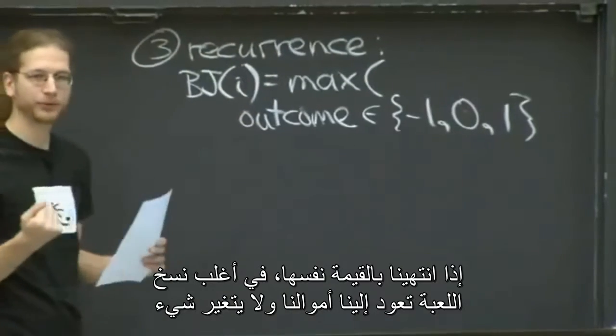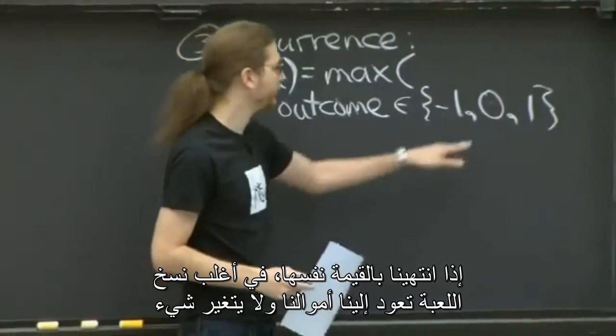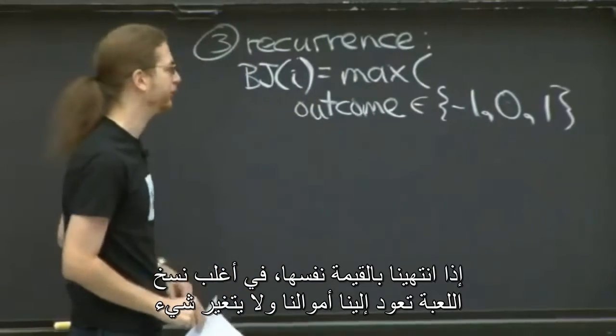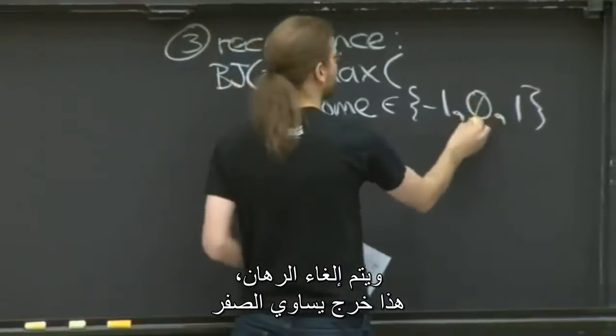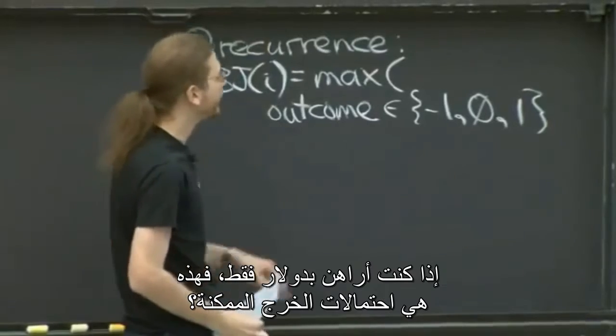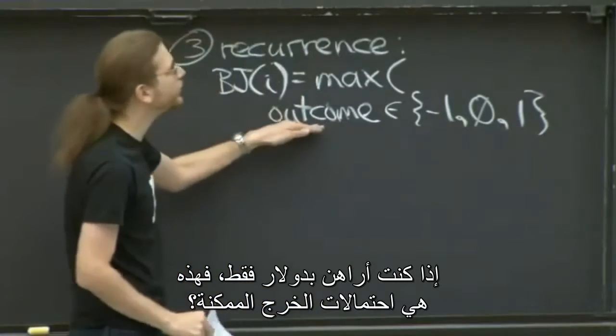So if we end up with the same value, in most versions you get your money back. Nothing changes. The bet is nullified. So that's a 0 outcome. But if I'm only betting $1, these are the 3 possible outcomes. You can compute this, right?